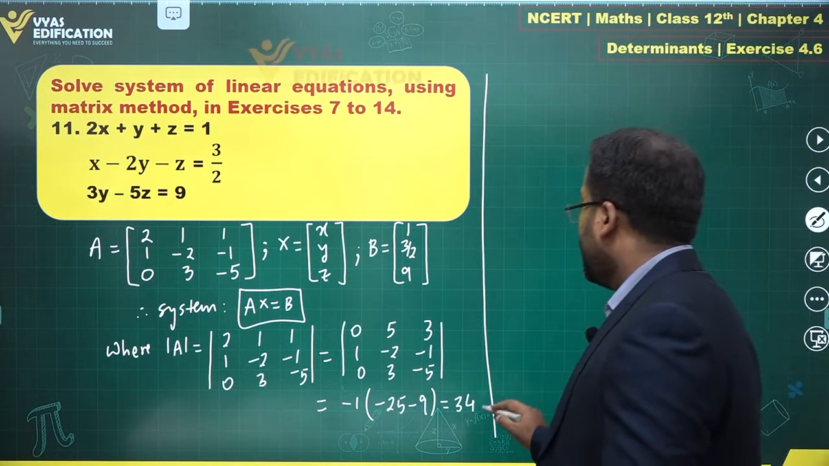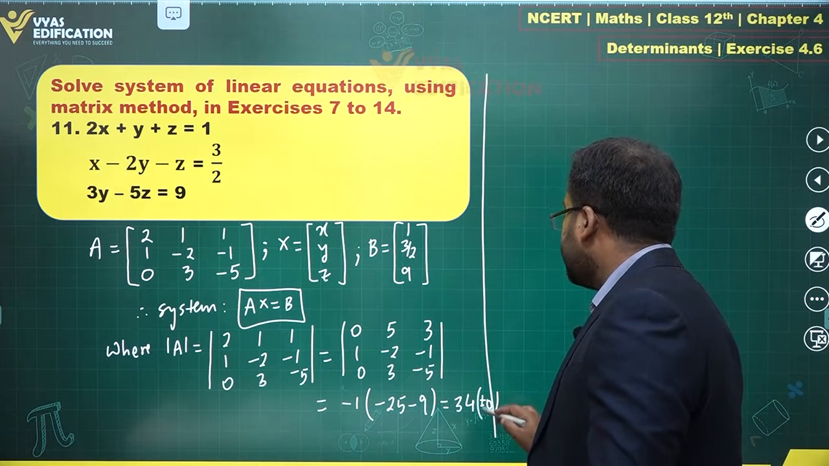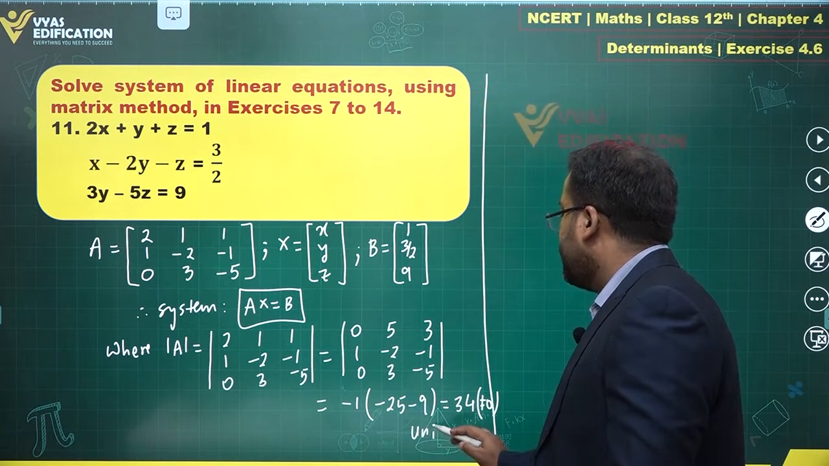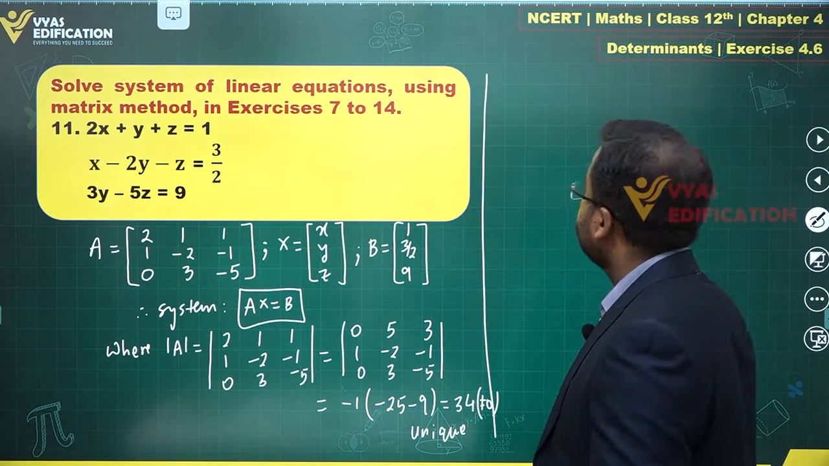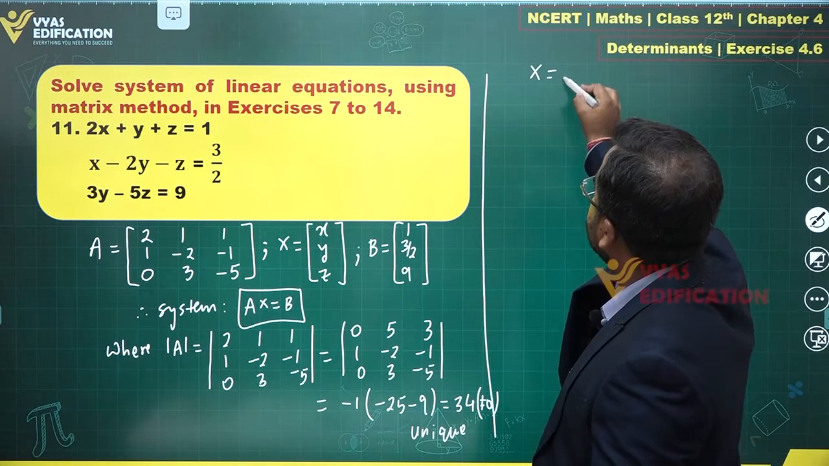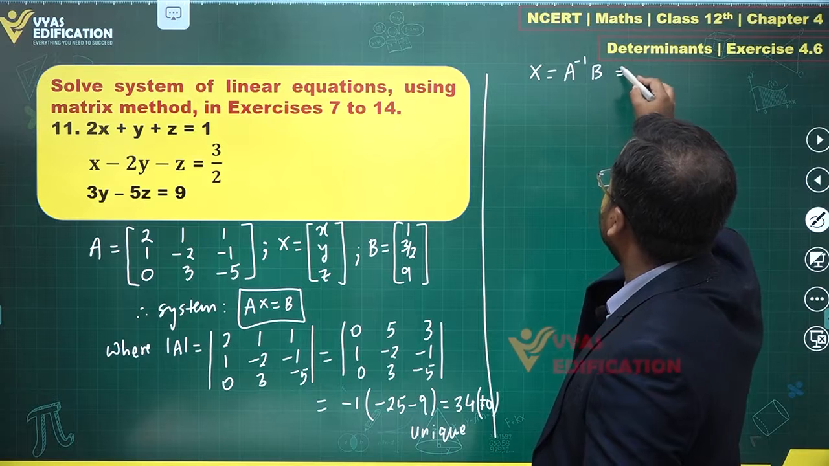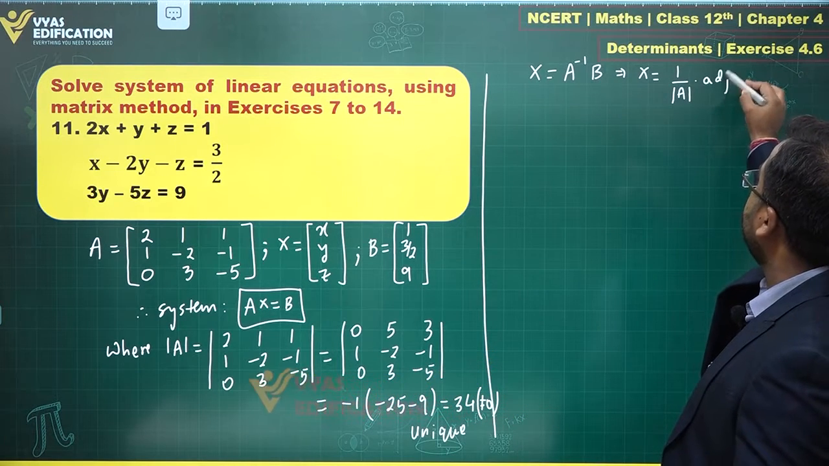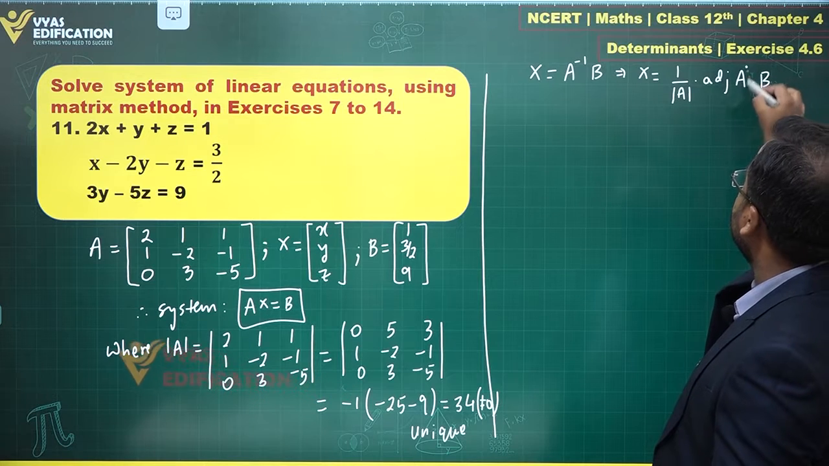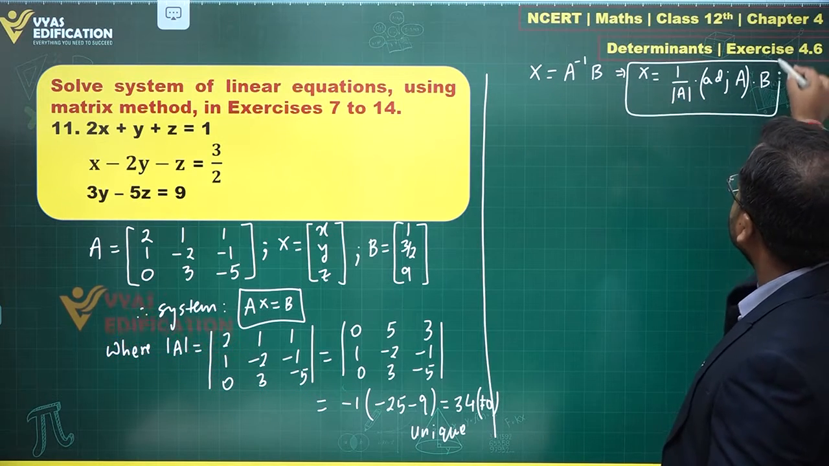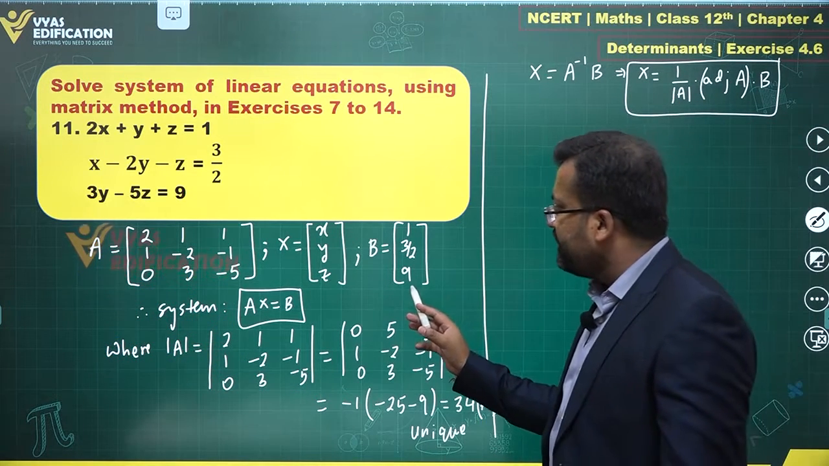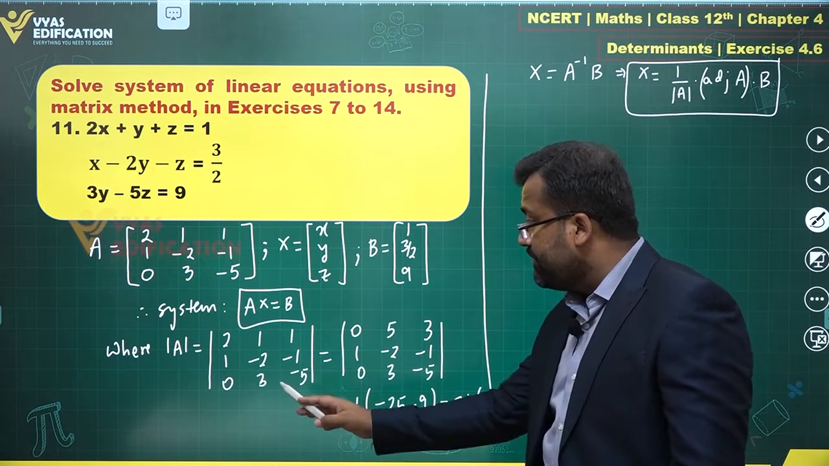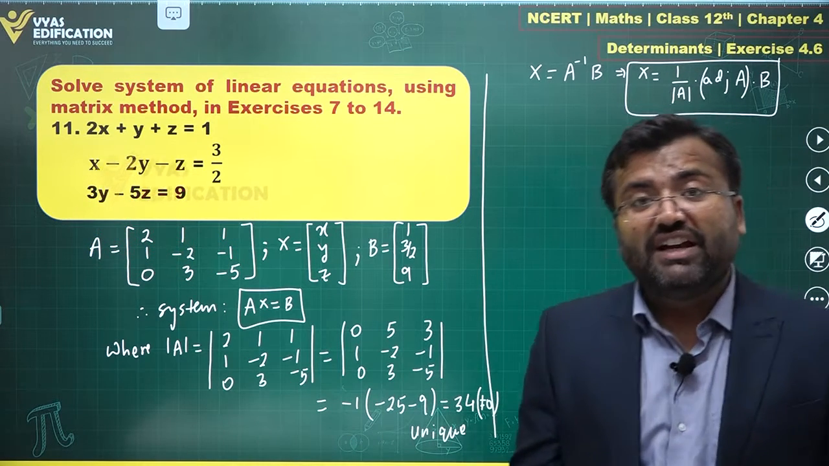Since this is non-zero, therefore you can say that there will be a unique solution. And what will that unique solution look like? That unique solution will be x equals A inverse B, which implies x will be equal to 1 over determinant of A times adjoint of A times B. Right or not? Yes. Now, we already have the B. We have determinant of A. What else do we need? We need adjoint of A.